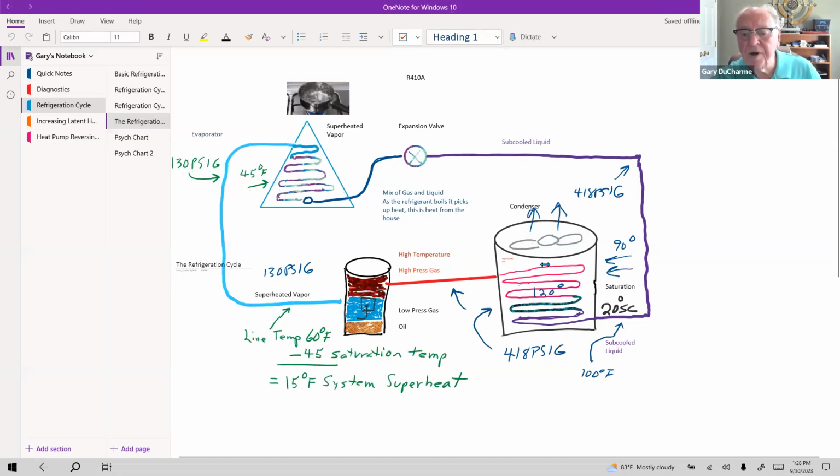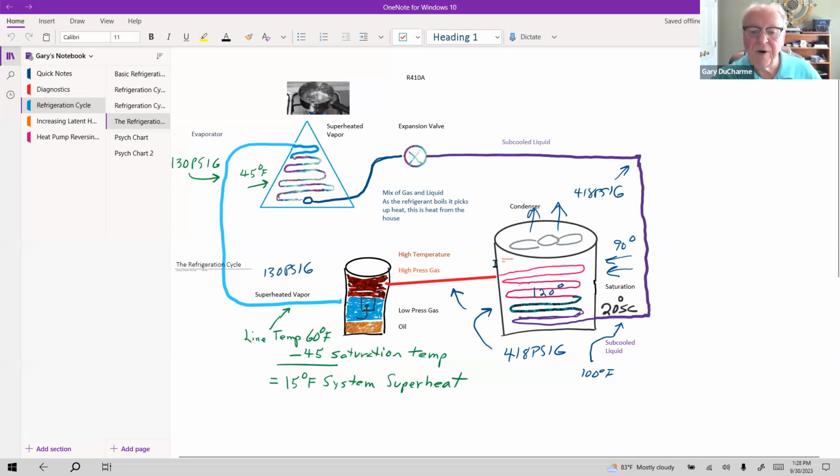We're going to be at superheated vapor here, so it's going to be above 120 degrees. And that's okay. That's what we want, because we want superheated vapor coming out of the compressor. We do not want liquid coming out of the compressor. So at 418 psig, our compressor has taken that low temperature vapor at 130 psig and compressed it up into 418 psig superheated vapor, above its saturation temperature of 120 degrees.